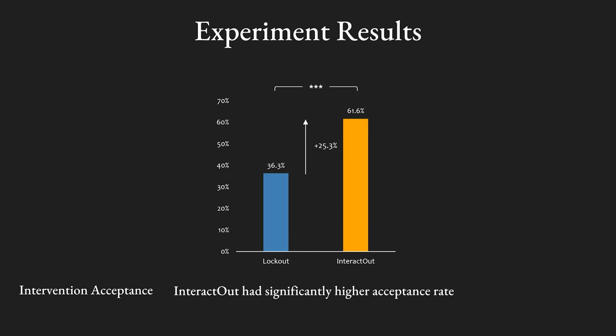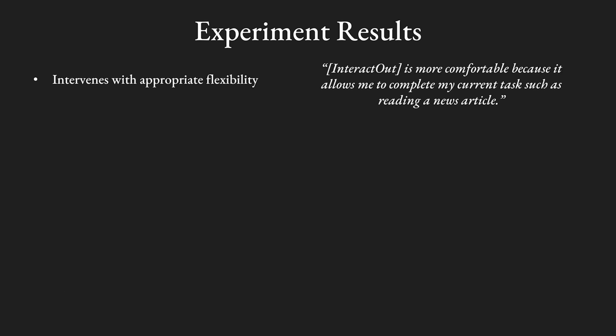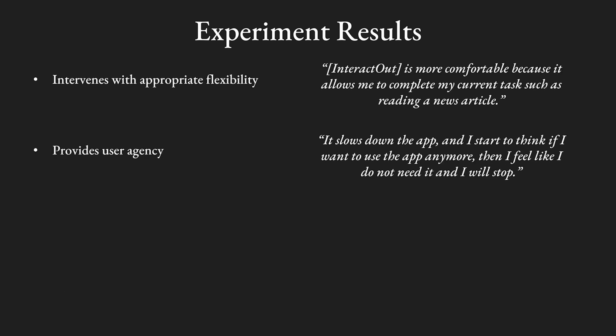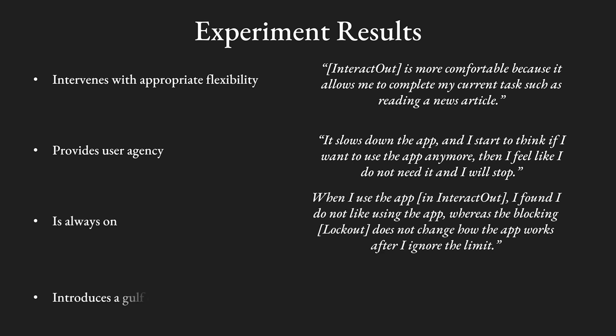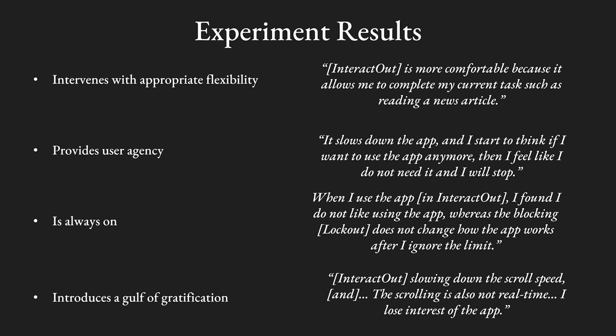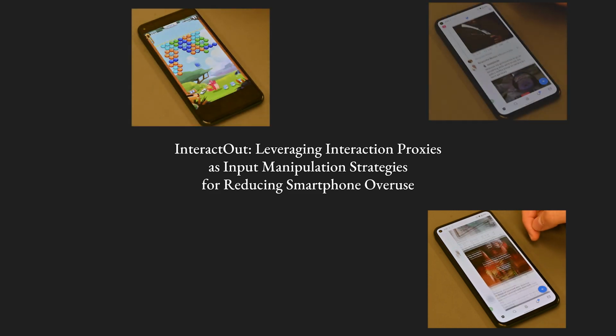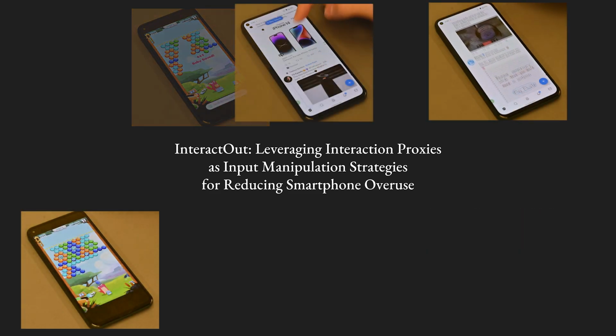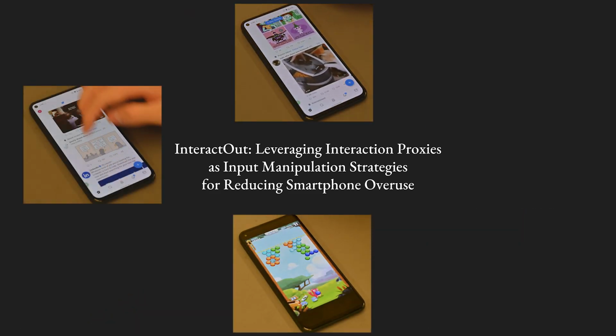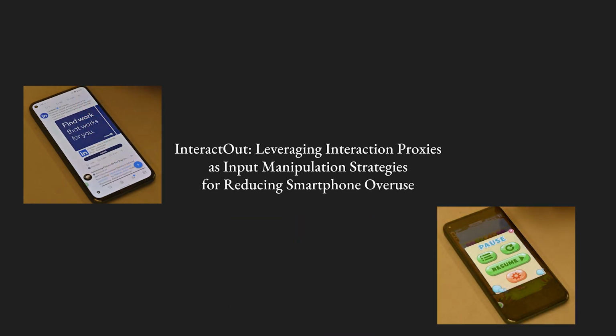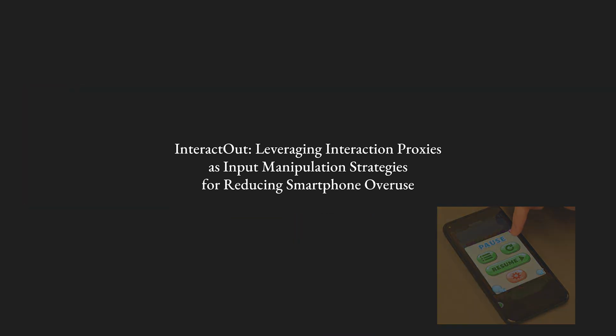InteractOut was more acceptable than timed lockout because it intervenes with appropriate flexibility, provides user agency, is always on, and introduces a gulf of gratification. InteractOut introduces a new perspective of implicit input interventions that can be compatible with and complementary to existing intervention techniques for reducing smartphone overuse.